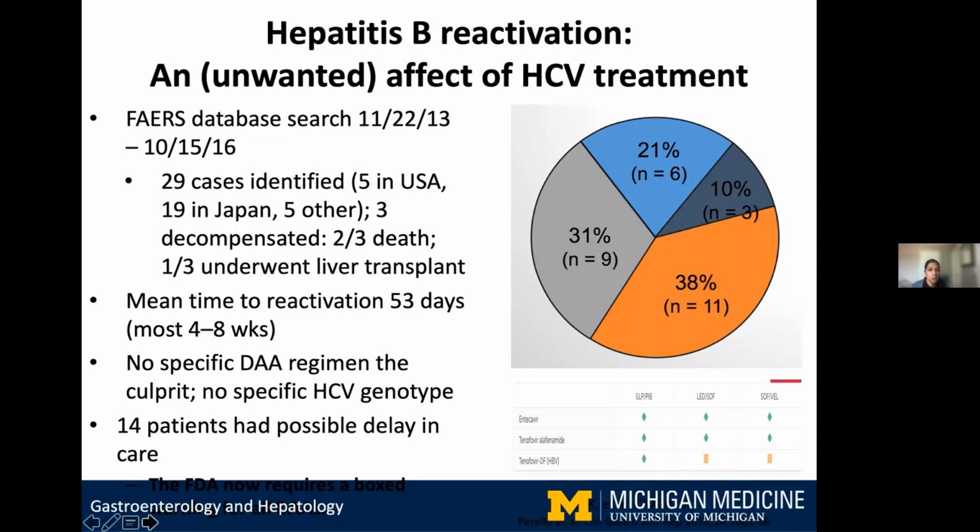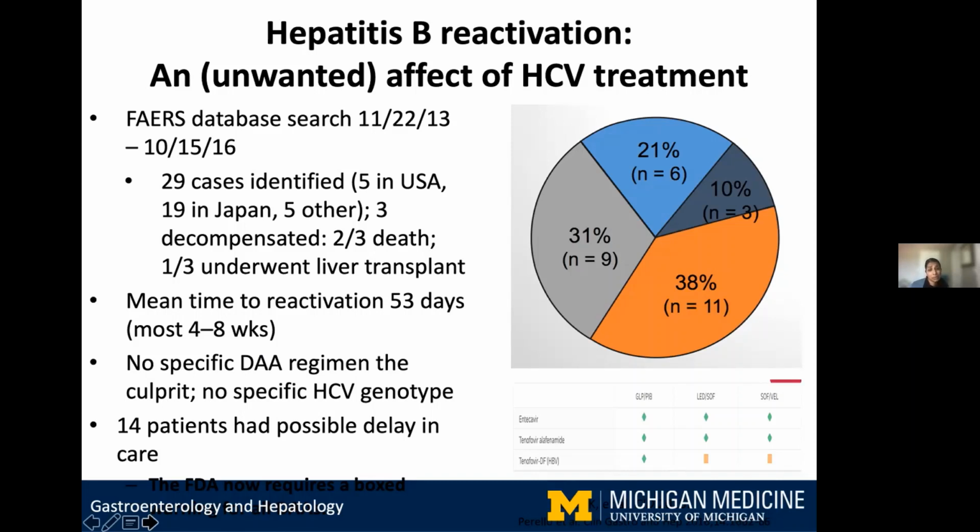And this is based on 29 cases identified across the globe: 5 in the United States, 19 in Japan, and 5 in other countries, where 3 patients, in the context of getting treated for Hep C without knowing their Hep B status, decompensated in terms of liver disease. 2 out of 3 actually died, and 1 out of 3 required a liver transplant.